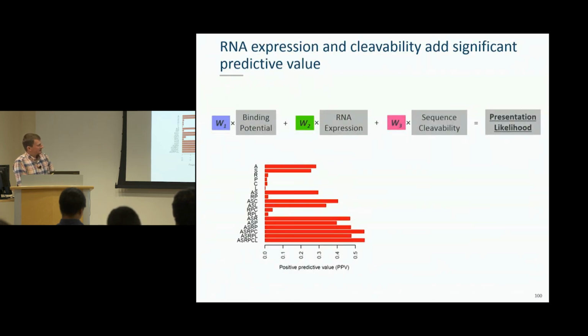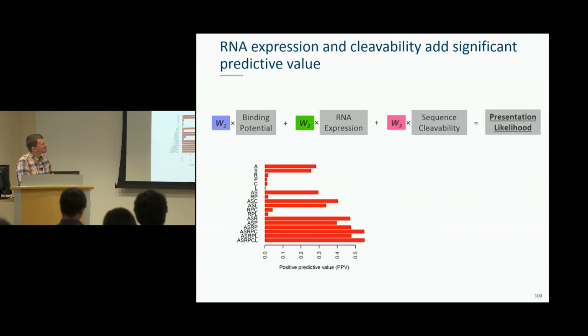So then we were interested in how these variables play together. So we literally just did every combination of variables, and we saw how well the resulting model did in explaining the data, looking at the positive predictive value. And you can see that A here corresponds to an affinity-only model. R is an RNA expression-only model.